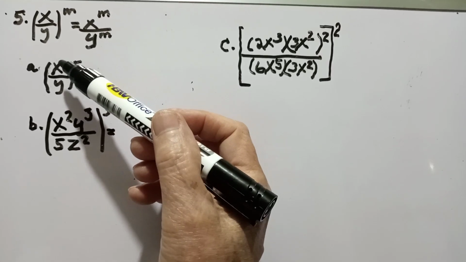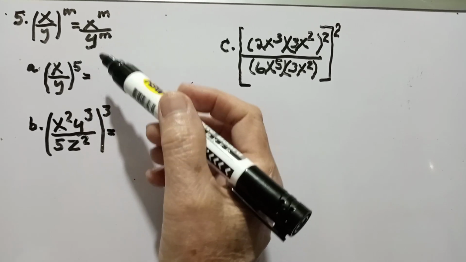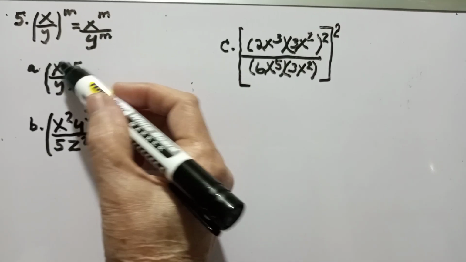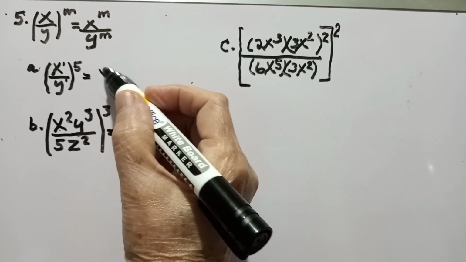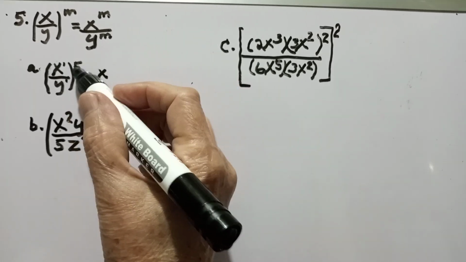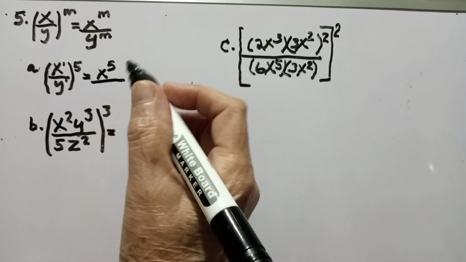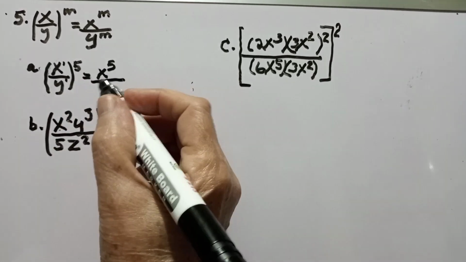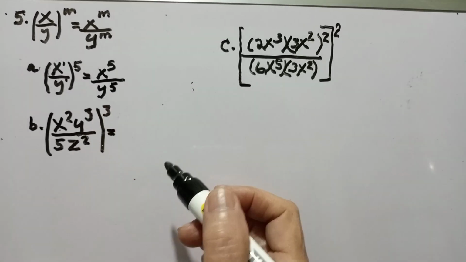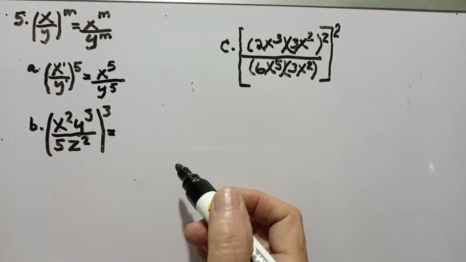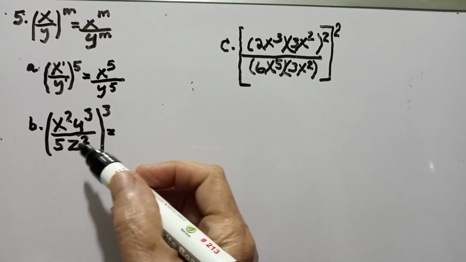So, remember that x and y have both an exponent of 1. So, you have there 1, you have there 1. So, the answer is x to the 1 times 5 is 5, and then over 1 times 5 is 5. So the answer is x to the 5th over y to the 5th. Now what about this one?